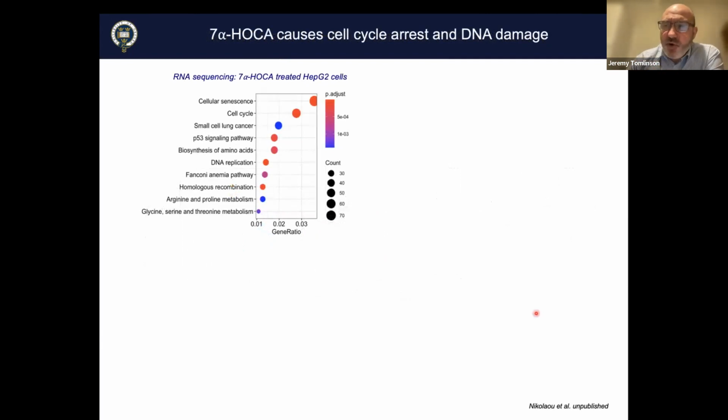So then, just thinking a little bit more, what do we know about 7-alpha HOCA? What can it do to cells? What Nick's done here, again this is unpublished data, is RNA sequencing whereby he's treated HepG2 cells with 7-alpha HOCA. And you'll be familiar, this pathway analysis looks very similar to the AKR1D1 knockdown, in the sense that cell cycle and cellular senescence were all very high up that pathway.